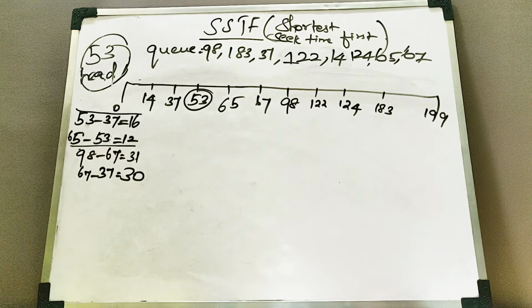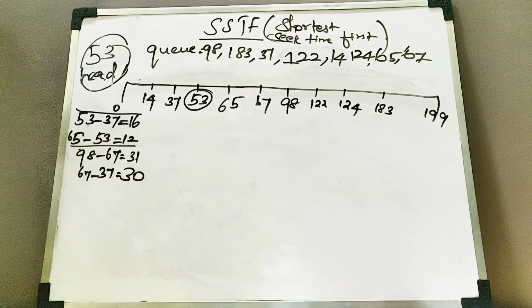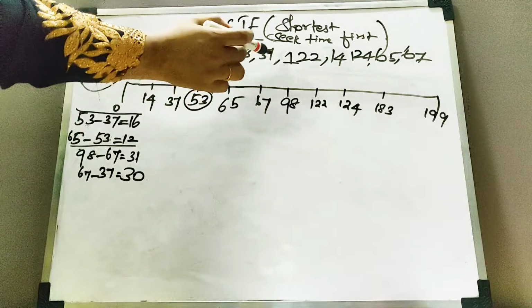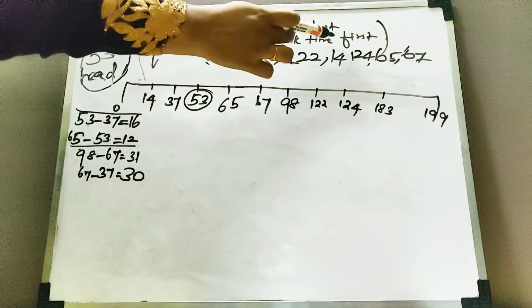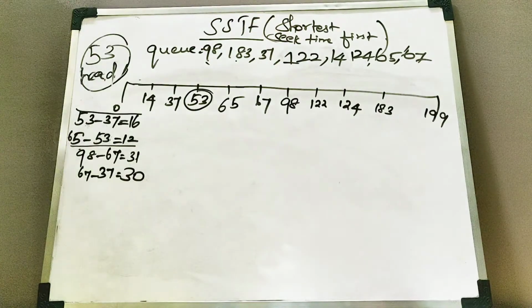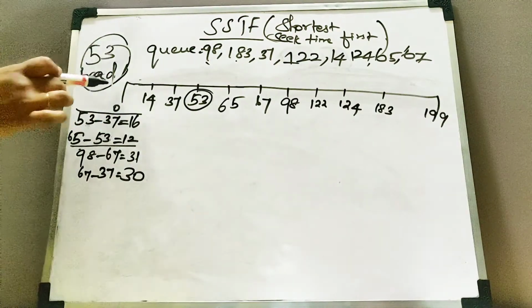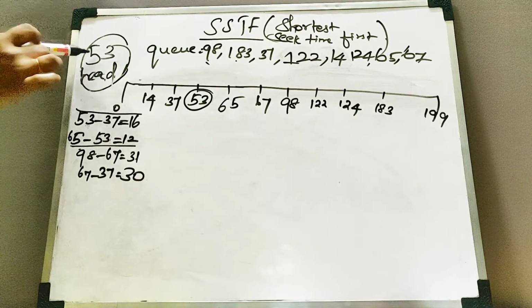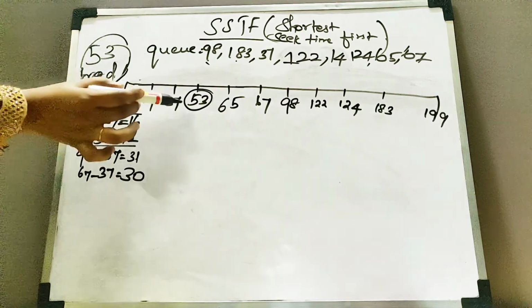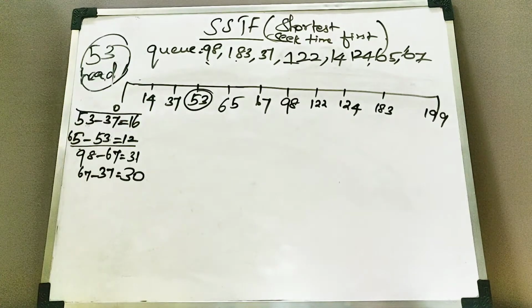The disk queue is given as 98, 183, 37, 122, 14, 124, 65 and 67, and it is arranged on the scale in ascending order, as you know already. And the head position is given as 53, which lies between 37 and 65.